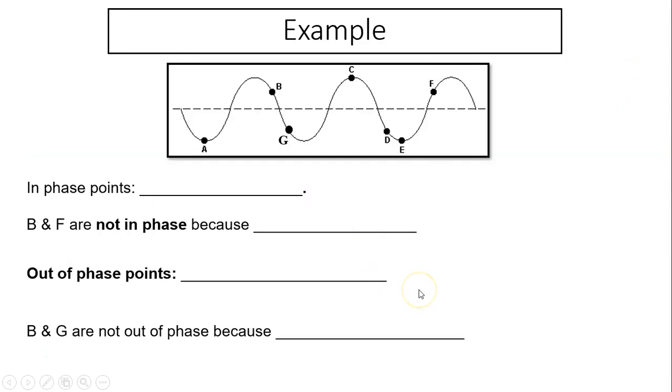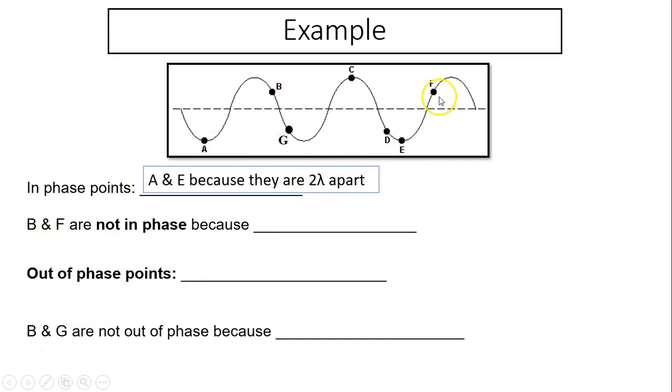Let's do a couple of examples. Here a wave has many points, so which are in phase points? In phase points correspond to the same points. A and E are in phase points because they have the same displacement. Both are negative, maximum negative points, and they are moving in the same direction. Both are moving up. So A and E. And they are 2 wavelengths apart. Because A to here is 1 wavelength, from here to here is another wavelength, multiples of wavelength apart.